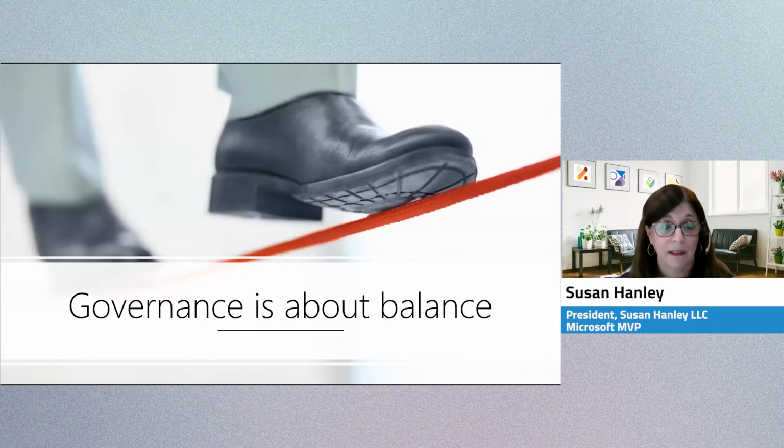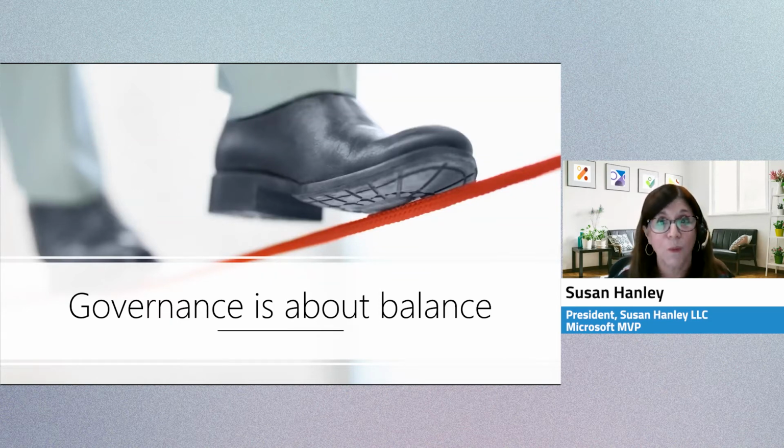Governance is about balance. It's about understanding and balancing risk versus outcomes. And the governance decisions that you make as an organization should align with the outcomes that you're trying to achieve and the business environment in which you operate. Your decisions for governance are your decisions.